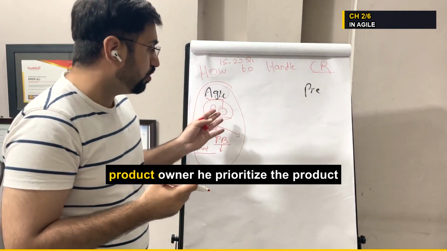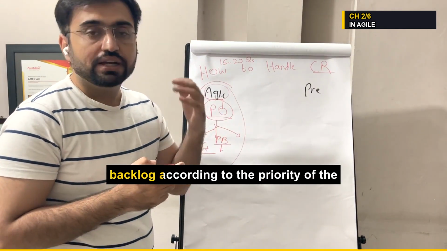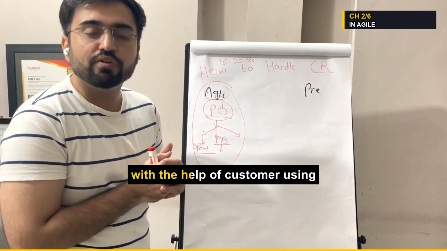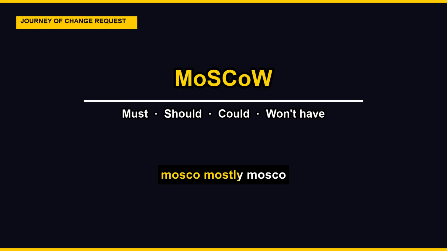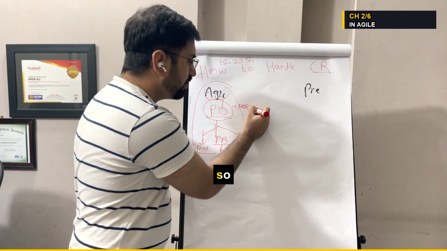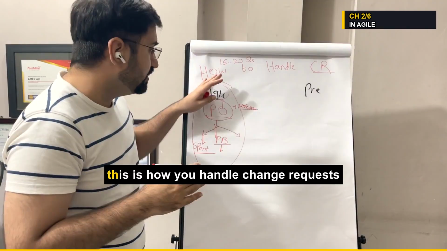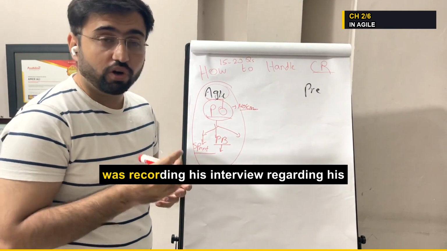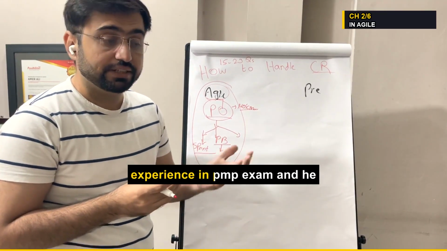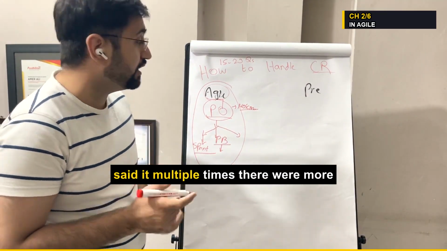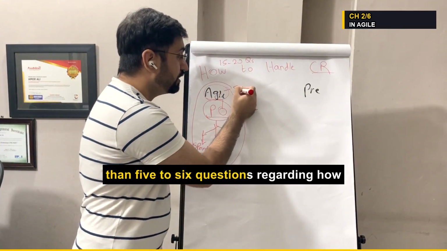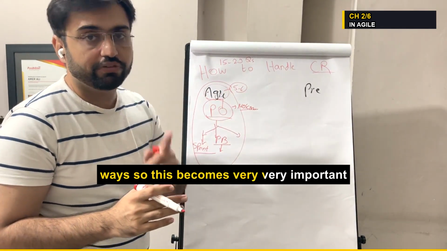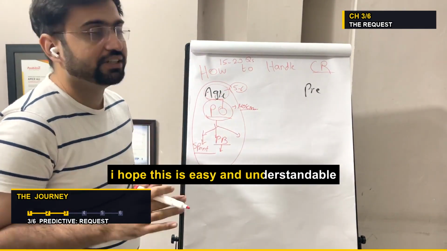The change goes to the product owner. He prioritizes the product backlog according to the priority of the change. Of course, the priority is set with the help of the customer, mostly using MoSCoW: must have, should have, could have, would like to have, and all those things. So this is how you handle change requests in Agile. Yesterday, Fahad was recording his interview regarding his experience in the PMP exam, and he said it multiple times: there were more than 5 to 6 questions regarding how to handle change in Agile in different ways. So this becomes very important. I hope this is easy and understandable.